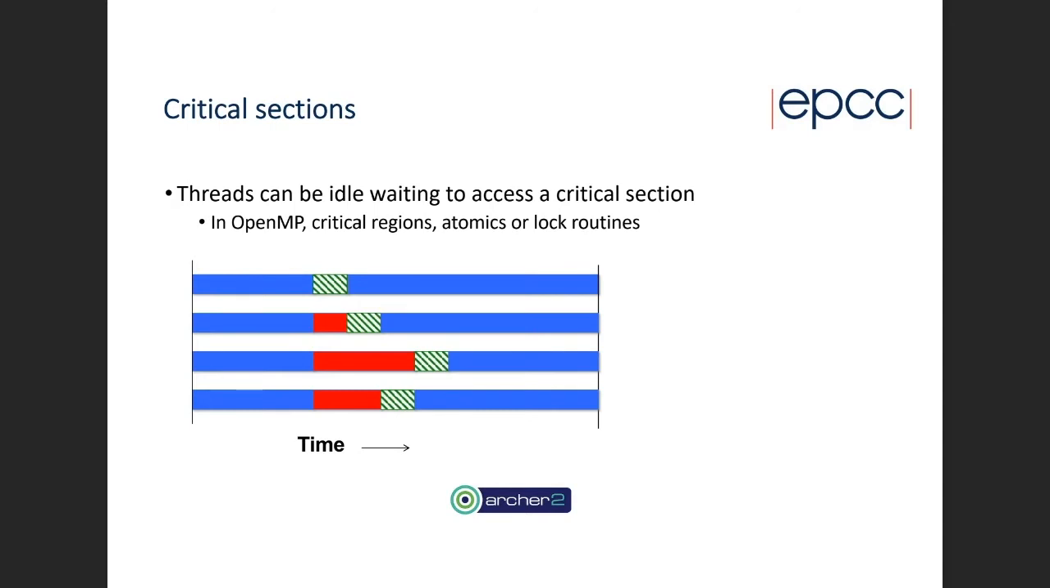That can only be executed by one thread at a time. And so in this case, the first thread reaches the critical section first and goes ahead and executes. But all the other threads have to wait their turn through the critical region, so they also incur some idle time while they're waiting for access.